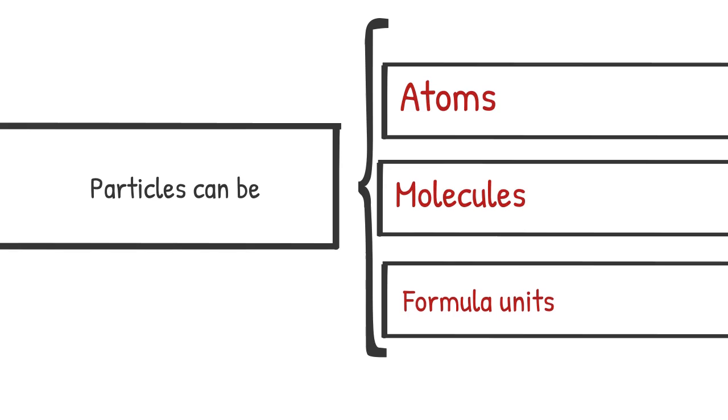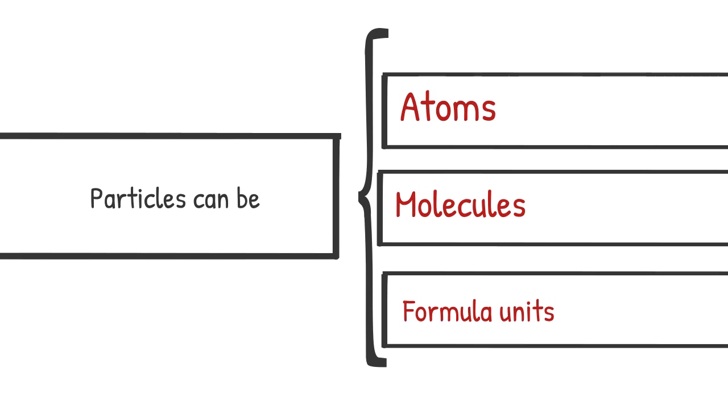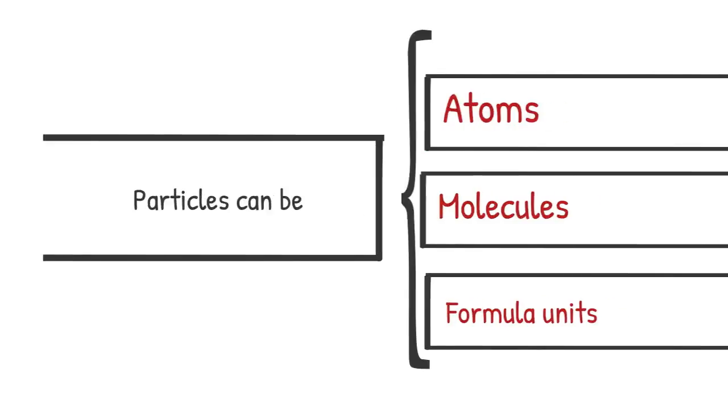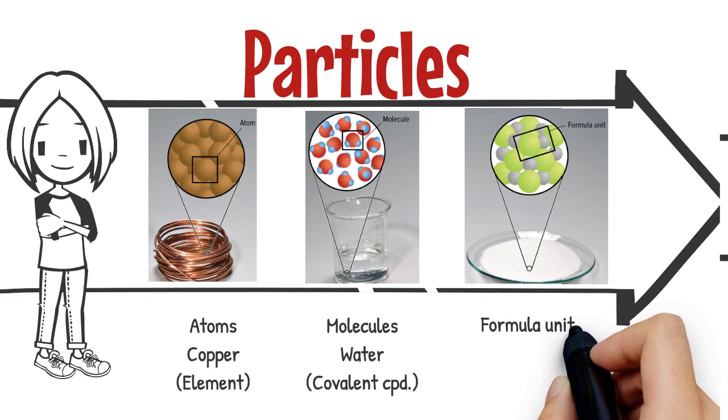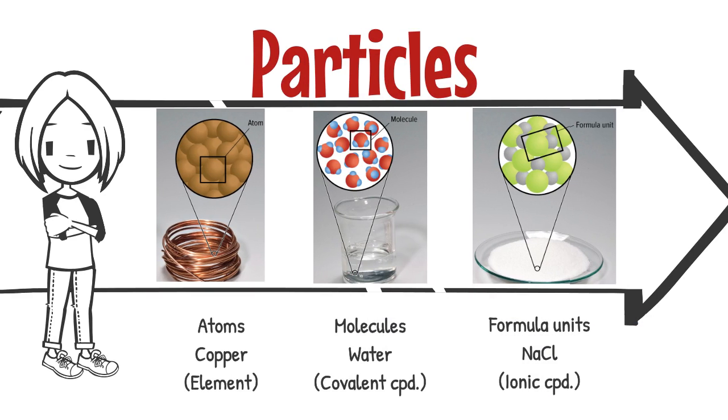Now, particles can be atoms, molecules, or formula units. Let's try to have a bigger picture about these particles. If you have an element such as copper, we say it's made up of atoms. While if you have a covalent compound such as water, we say it's made up of molecules. And in the case of ionic compounds such as sodium chloride, we say it's made up of formula units. So atoms for elements, molecules for covalent compounds, formula units for ionic compounds.